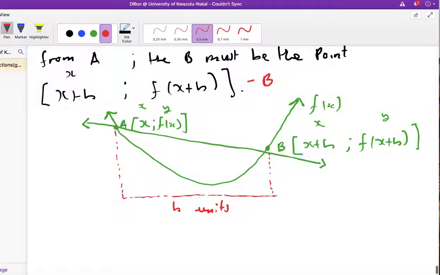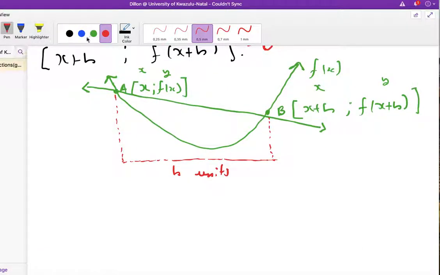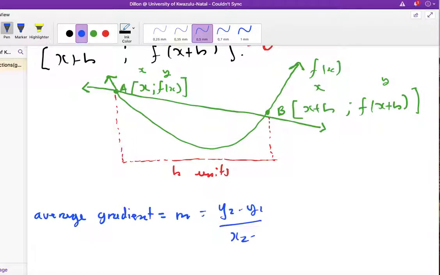So we have two points on some curve, A and B. The curve is f of x. And we'd like to find the average gradient between the two points. So all we have to do is find the gradient of the straight line which joins the two points A and B. And we know a formula for that. The formula is given as average gradient is equal to m, sometimes we use small m to denote a gradient, and we know it's simply a change in y over a change in x, so in other words, y2 minus y1 over x2 minus x1.